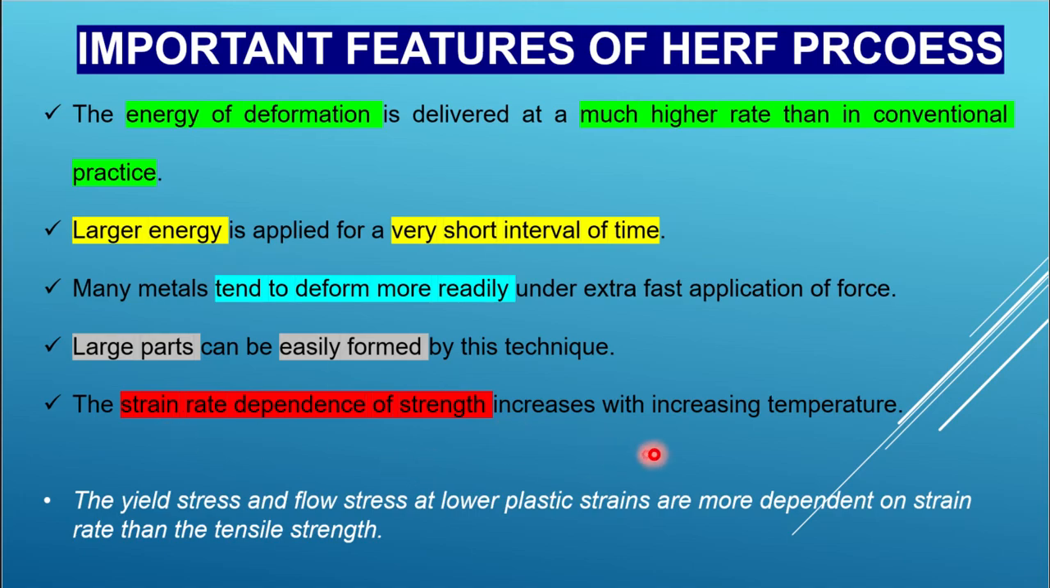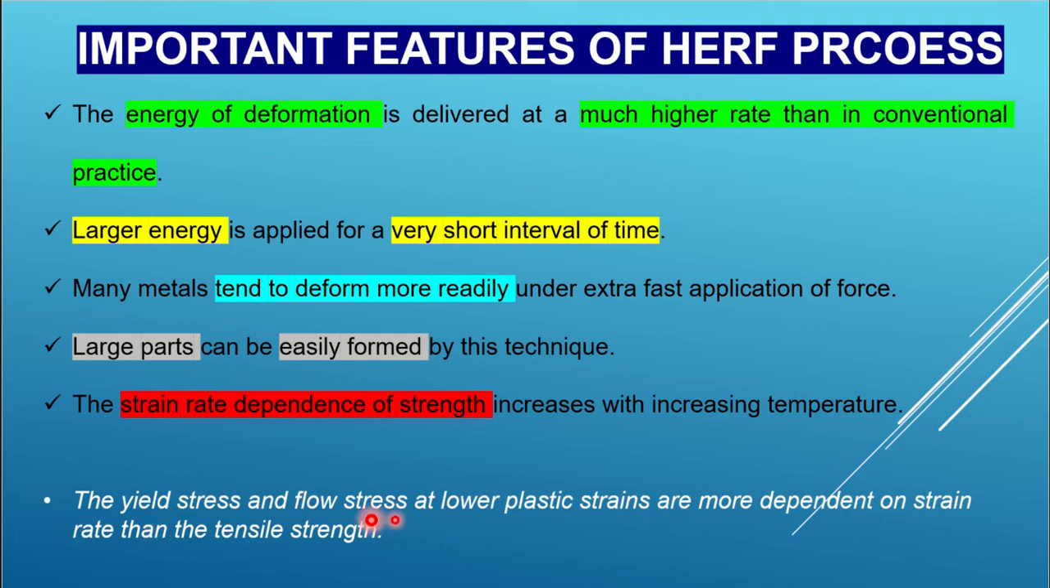That is the important thing. And along with that, as temperature increases, when we do high velocity forming operations at high temperatures, because we can do them at say 1000 degrees Celsius, I can do it at room temperature, or I can directly use some high temperatures, maybe like 1500. So as temperature increases, strength also changes. The important point to note here is that the yield stress and flow stress at lower plastic strains are more dependent on strain rate.